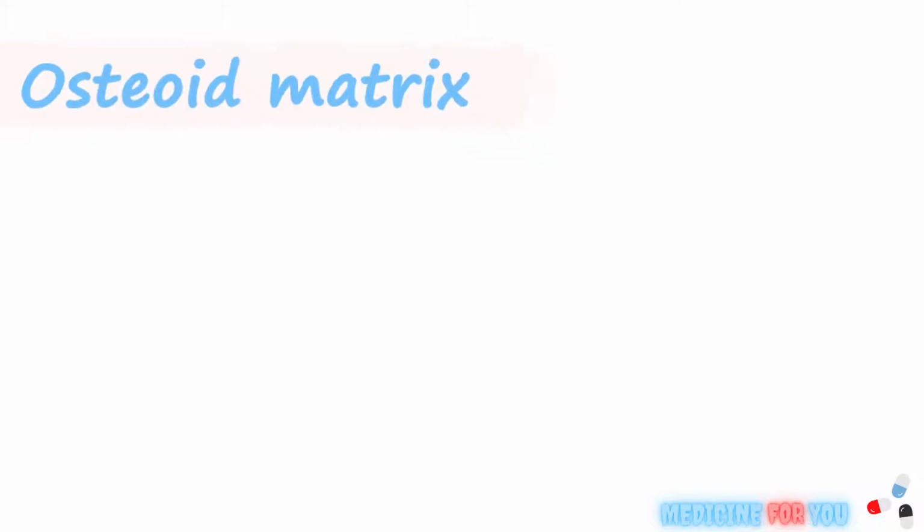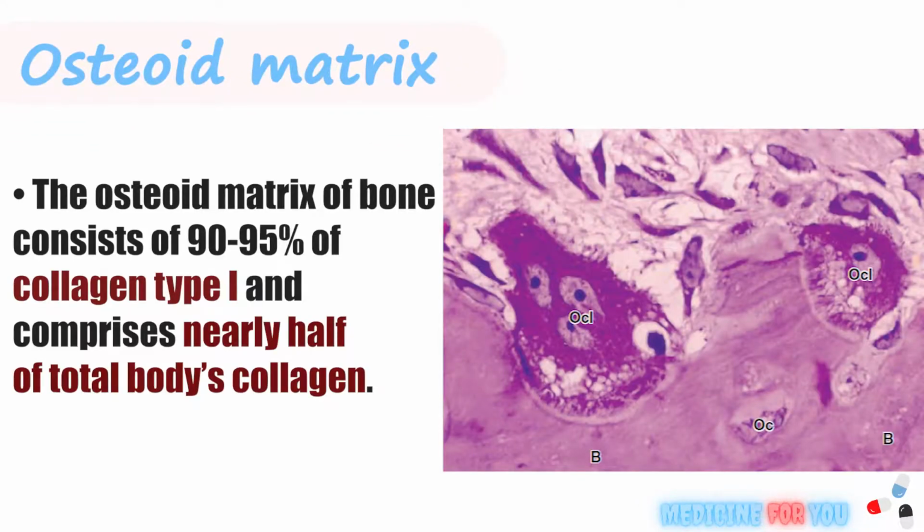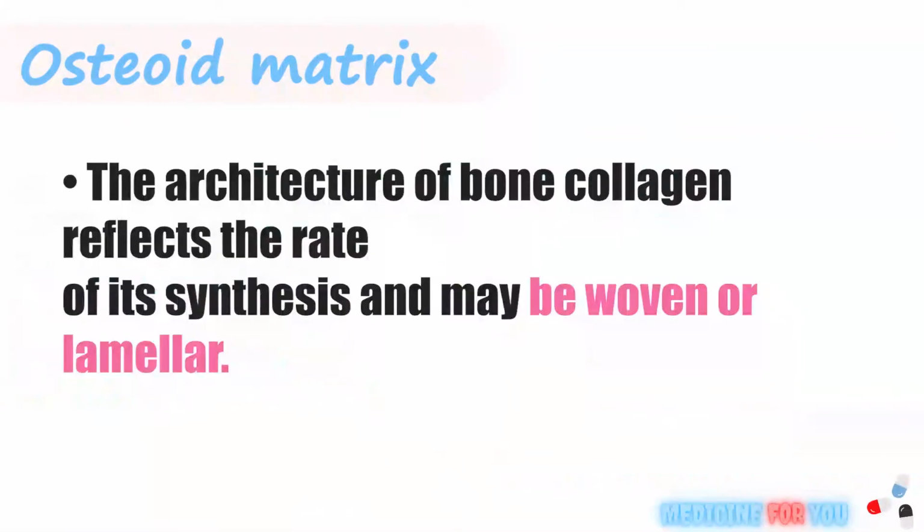4. Osteoid matrix. The osteoid matrix of bone consists of 90 to 95% collagen type I and comprises nearly half of the total body's collagen. The architecture of bone collagen reflects the rate of its synthesis and may be woven or lamellar.